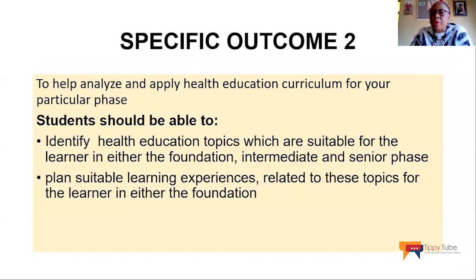Specific outcome 2, which is more like your main objective, is to help you analyze and apply the health education curriculum for your particular phase, whether you are in foundation, intermediate, or senior phase. To show that you are competent in this area, you should be able to identify health education topics which are suitable for the learner in foundation, intermediate, or senior phase.